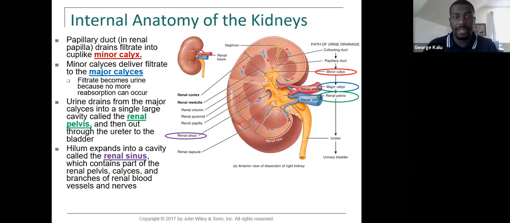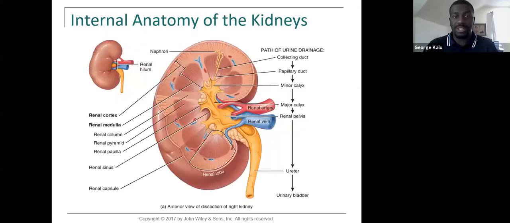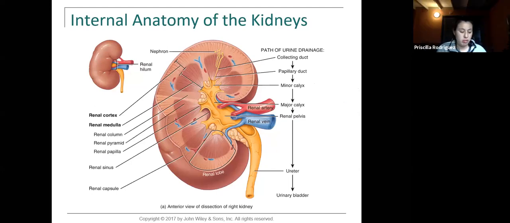Okay, cool. All right. Any questions on the internal anatomy of the kidneys? I know there's a lot going on. Any questions here? Not right now.